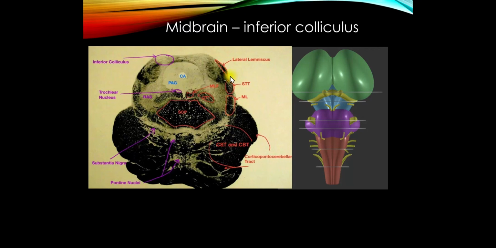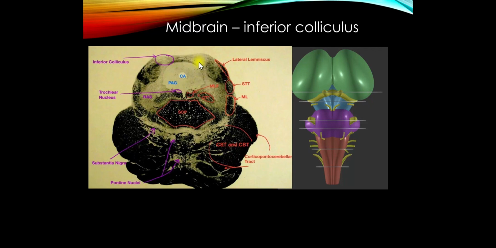Okay, the lateral lemniscus, remember, is auditory information as it ascends through the brainstem, and this will synapse here in the inferior colliculus. So the inferior colliculus is an auditory relay nucleus, and sound from here will head up to the medial geniculate body of the thalamus. Remember, that's the thalamic nucleus for sound.